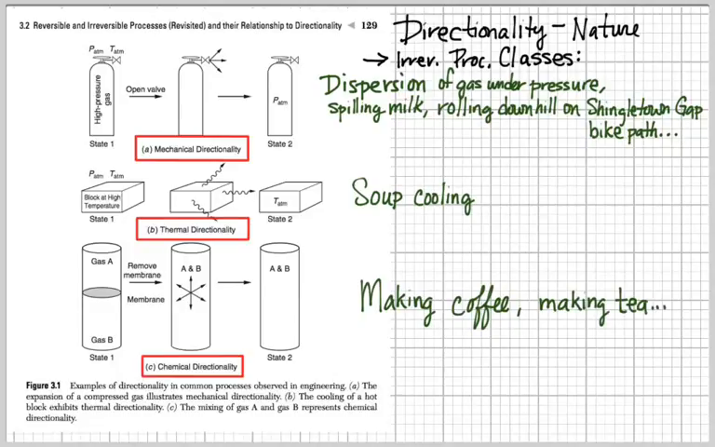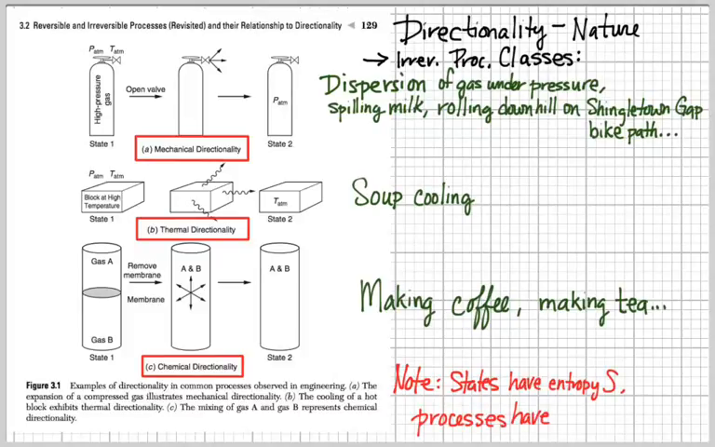So when I make coffee in the morning, delightful coffee, caffeinated tea, I am causing a chemical directional reaction to happen, and you're not going to have the chemicals inside of coffee or tea leaves jump back into the beans after you've extracted them out. There's a chemical directionality to these things. Now, for each of these three, mechanical directionality, thermal directionality, and chemical directionality, we have an irreversible, a spontaneous process.